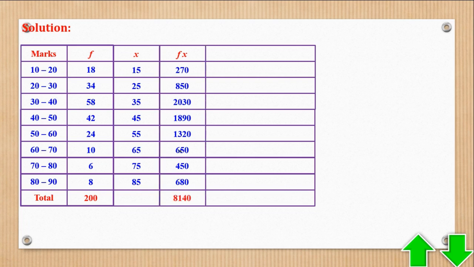Then because they ask for standard deviation, we have to also get fx squared. So fx squared is this times this squared to give you that, and the same for each row. Then you also add up all these values. So when you add up, you'll come up with that.